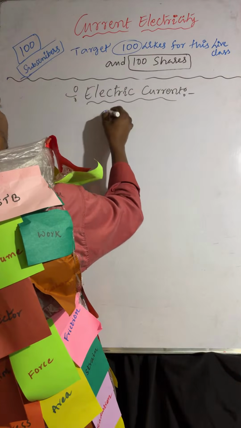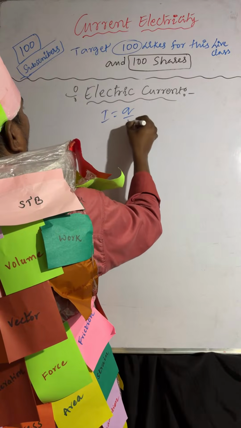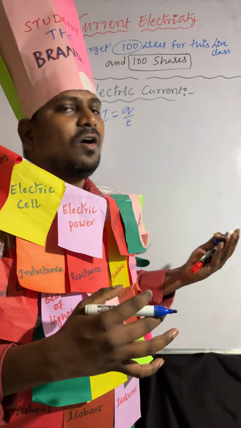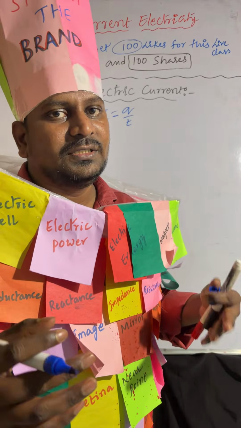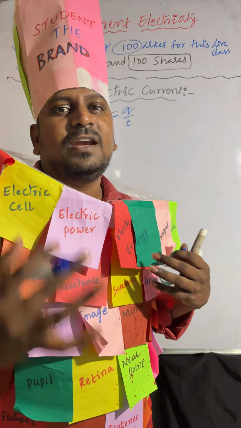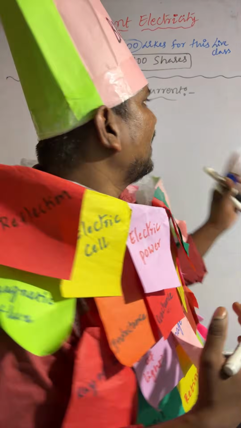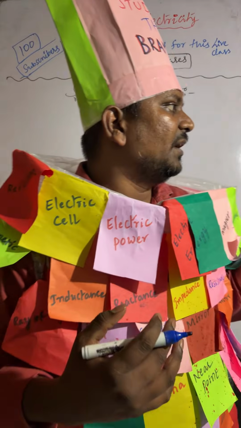Now, I equals q by t. The rate of flow of net charge through a cross-sectional area. So I equals q by t.